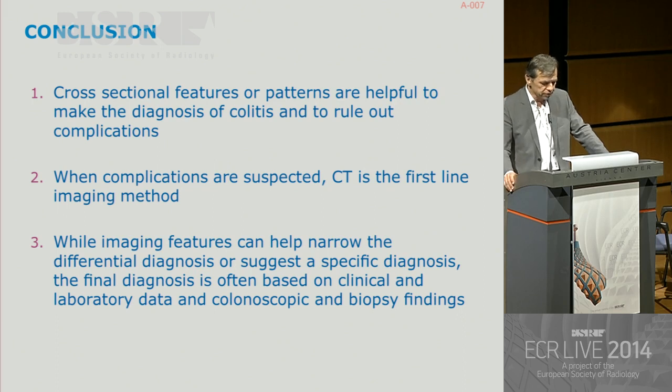In conclusion, cross-sectional imaging features and patterns are helpful to make the diagnosis of colitis and to rule out complications. When complications are suspected, CT should be the first-line imaging method. While imaging features can help narrow the differential diagnosis or suggest a specific diagnosis, the final diagnosis is often based on clinical and laboratory data and colonoscopic and biopsy findings.